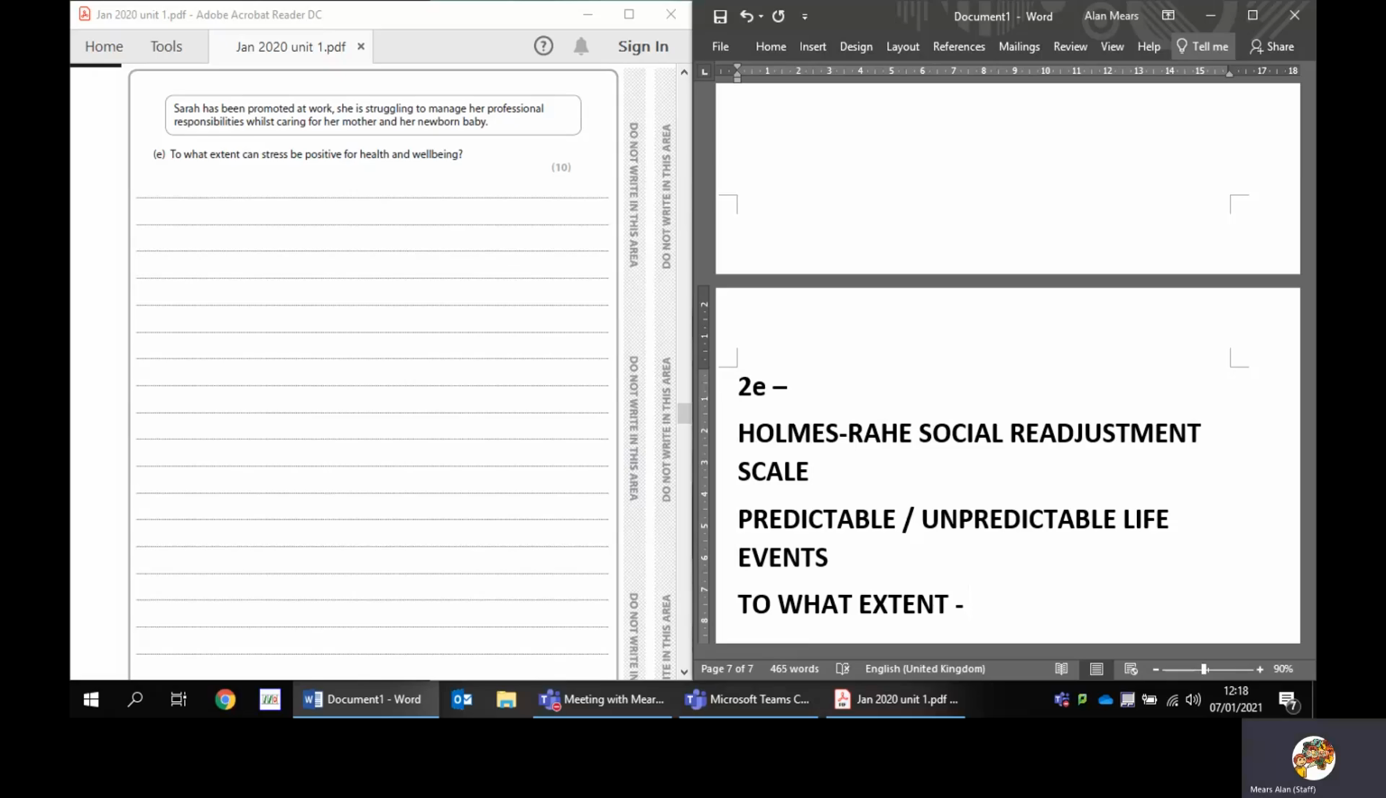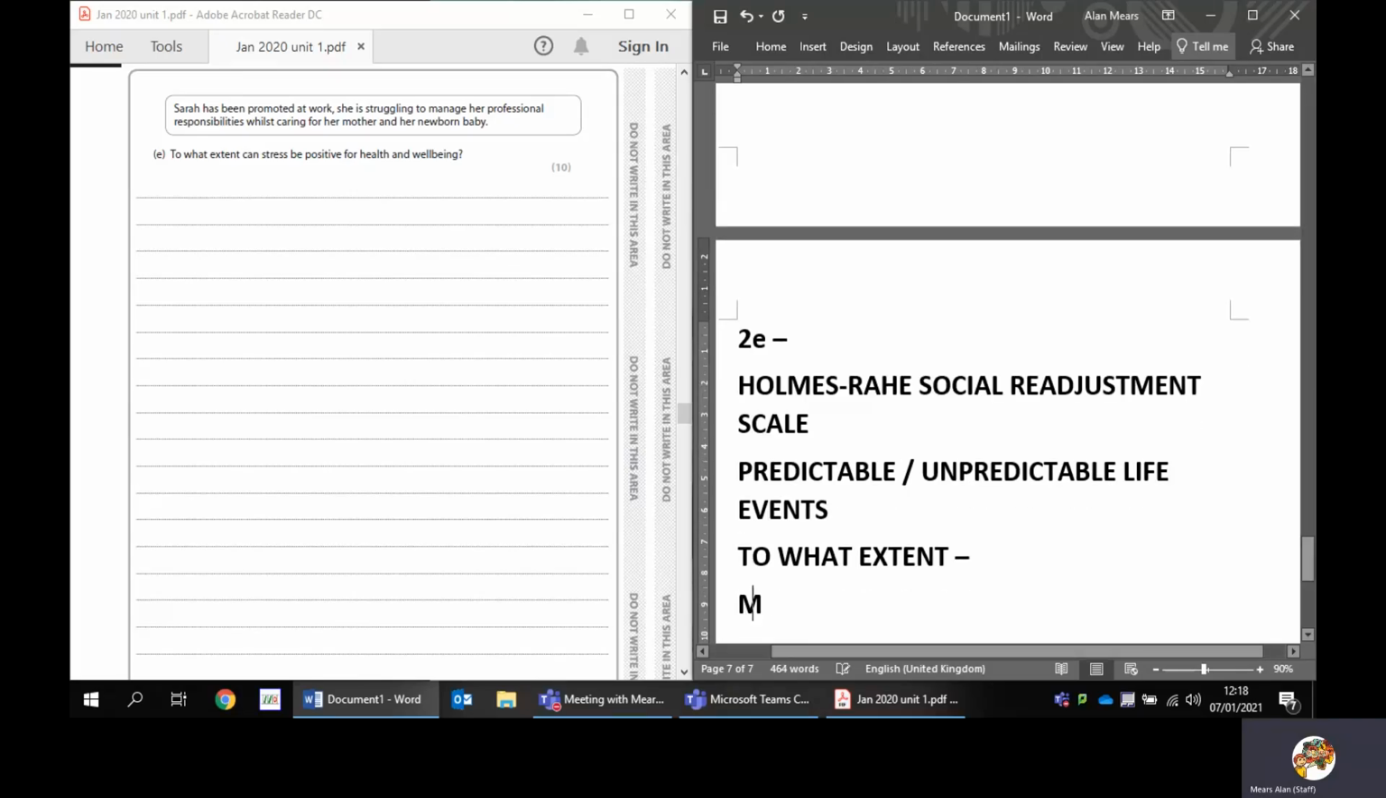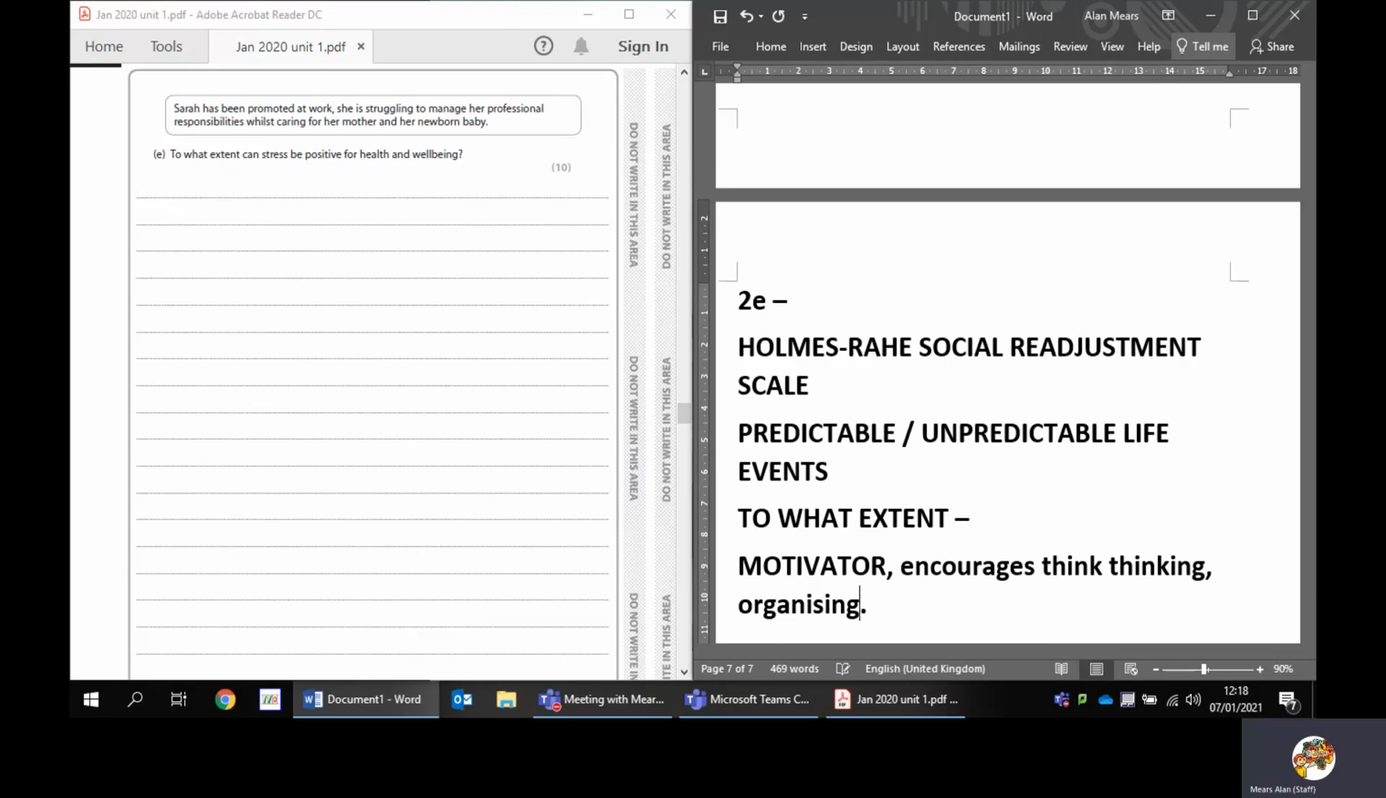So we want to show that stress is positive. So we can talk about how it's a motivator for many people. It's that stress of getting stuff done. The stress builds up. You end up moving on and getting work complete. It encourages sort of quick thinking. It can be obviously organizing time. So again, for well-being, it can be quite good for motivating people to be organized.